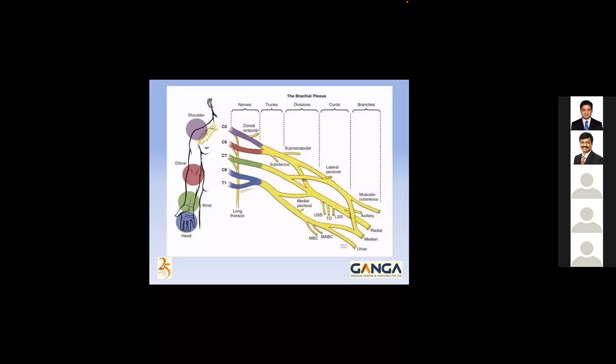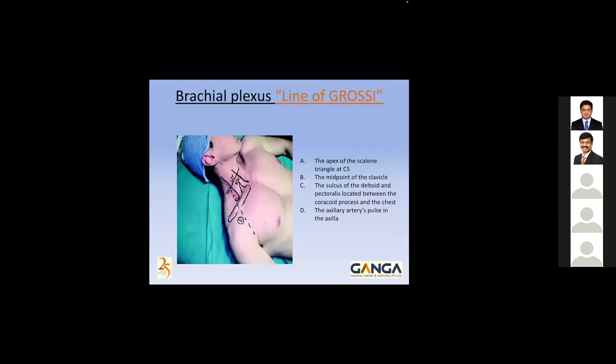From the individual trunks, you get the divisions, anterior and posterior divisions. The anterior divisions of the upper and middle trunk join to form the lateral cord. The anterior division of the lower trunk forms the medial cord, and the posterior divisions of all three form the posterior cord. From that, you get the final 5 branches: musculocutaneous nerve, axillary nerve, radial nerve, median nerve, and the ulnar nerve. This is the basic anatomy of your brachial plexus.